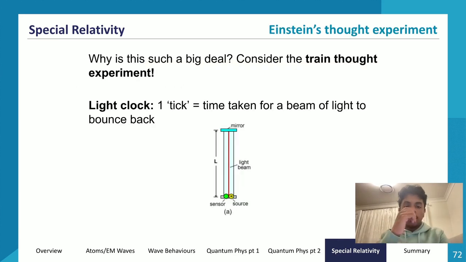So why is this that much of a big deal? Well, let's consider the train thought experiment, right? So a light clock. So let's take a light clock now. 1 tick is equal to the time taken for a beam of light to bounce back. So let's look at this light clock over here. 1 tick is the time taken for light to start from the source, hit a mirror, and then bounce back to the sensor. So that's 1 tick.